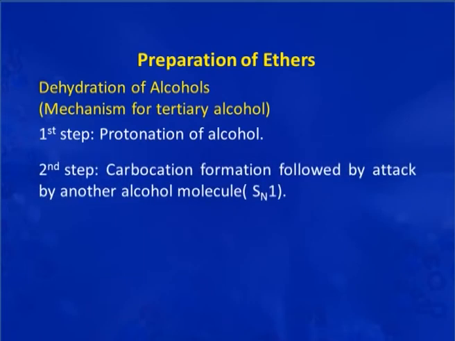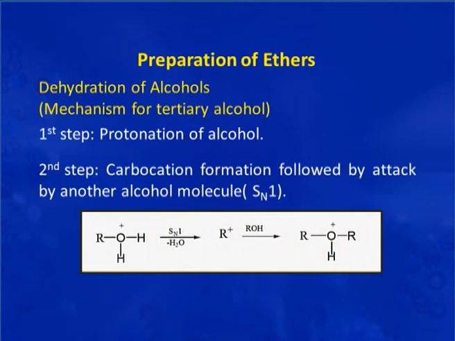In the second step, however, instead of attack of the weak nucleophile alcohol from one side and removal of water from the other side, first there is removal of water molecule from the protonated alcohol and formation of carbocation. This carbocation has planar geometry and gets attacked by another molecule of alcohol and generates the protonated ether. The mechanism followed here is SN1, that is substitution nucleophilic unimolecular.